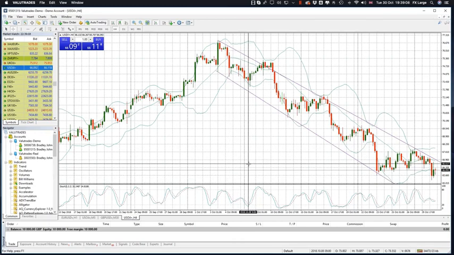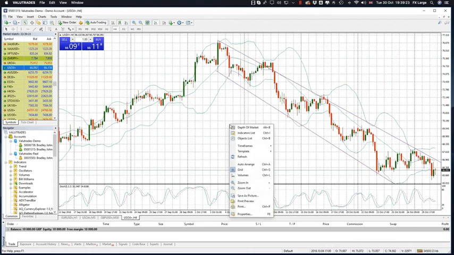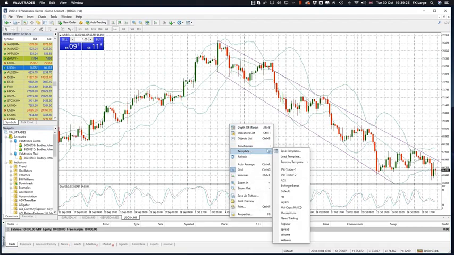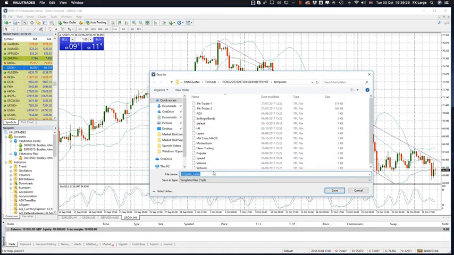If you want to try any of these indicators and strategies, do it on a demo account. You'll find that they can be quite valuable, but you also find you'll have to get used to it and used to trading different time frames and with different indicators. So let's say we want to save this as a template. So we can call this Bollinger Bands and stochastics. So we've saved that.